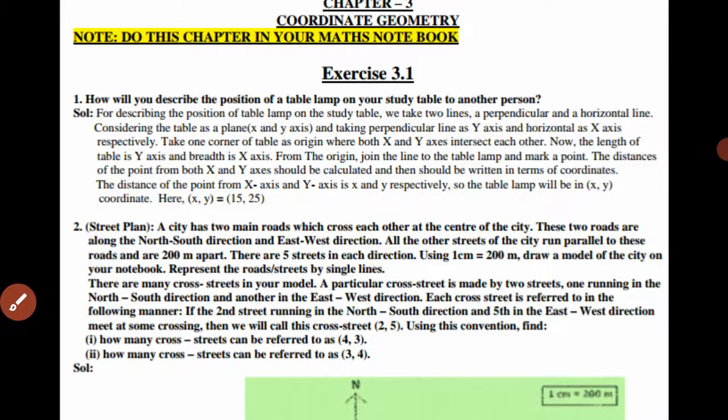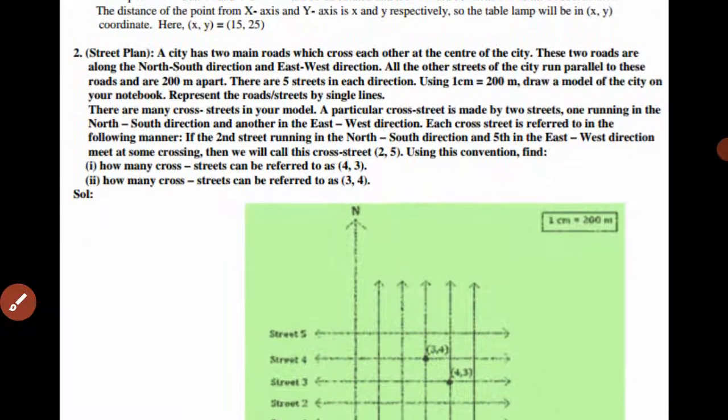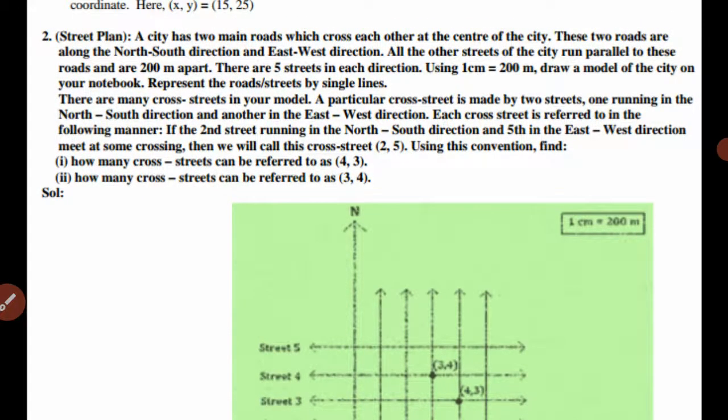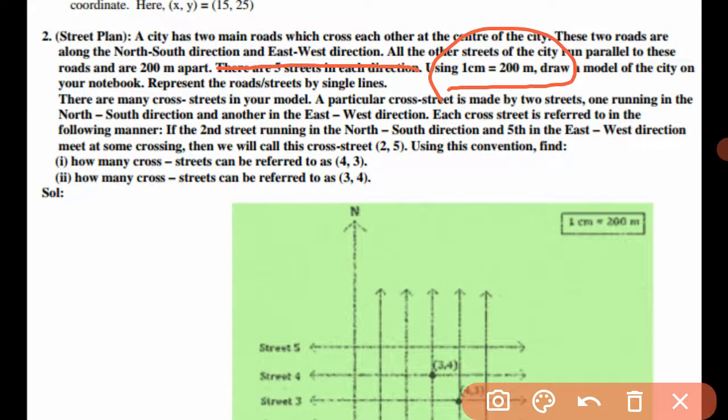Now in the same way, see the second question. This question is related to a street plan. In a street plan, a city has two main roads which cross each other at the center of the city. These two roads are along the north-south direction and the east-west direction. All the other streets of the city run parallel to these roads and are 200 meters apart. There are 5 streets in each direction and we have to use 1 centimeter equals 200 meters. Draw a model of the city in your notebook.